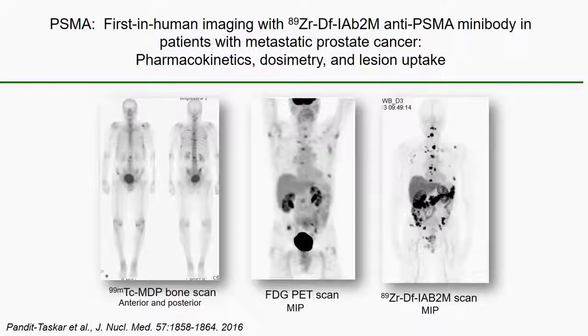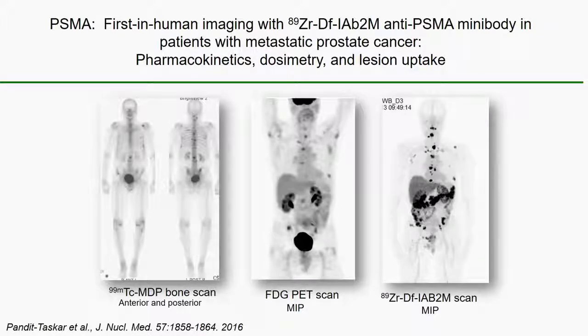So just quickly to summarize, this is published. This is work that was led by Anita Pandit-Taskar at Memorial Sloan Kettering, radiolabeled under the capable hands of Jason Lewis, who's hiding over there on the side. And they imaged patients with known metastatic disease, and this is just a comparison in the same patient of a bone scan, FDG PET scan, and then using the tumor-specific PSMA targeting minibody scan.